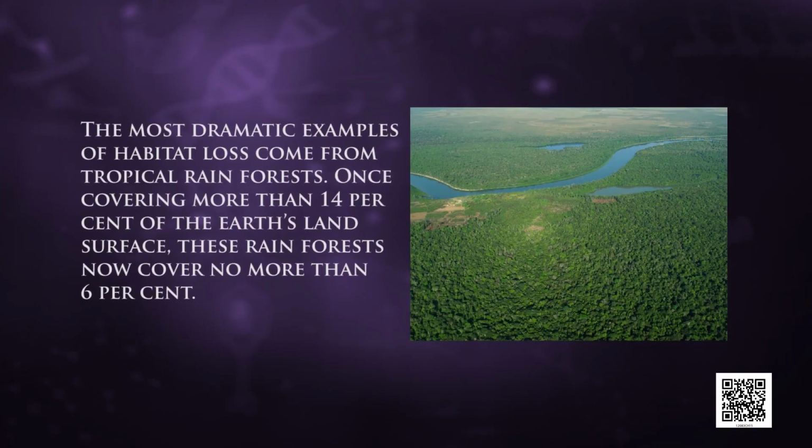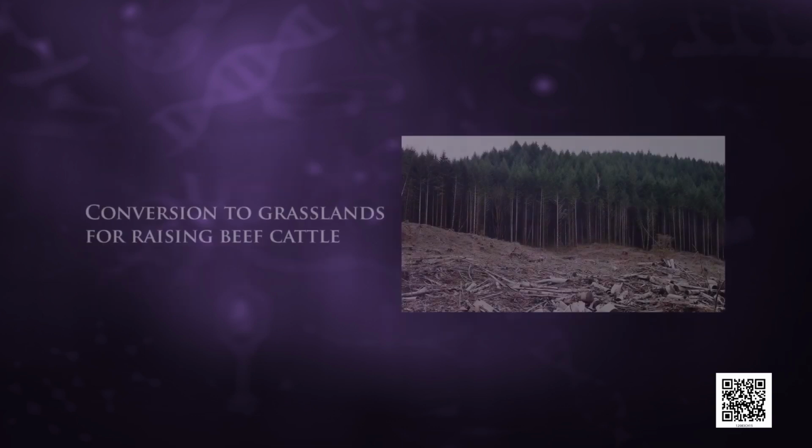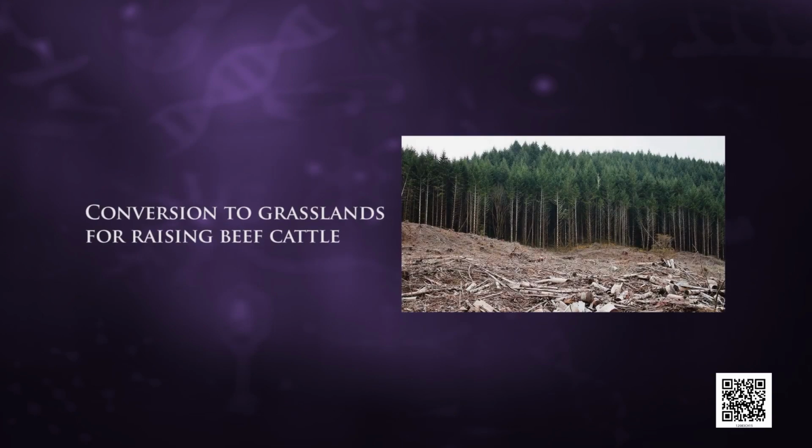The most dramatic examples of habitat loss come from tropical rainforests, once covering more than 14% of Earth's land surface. These rainforests now cover no more than 6%. The Amazon rainforest is so huge that it is called the lungs of the planet. Harboring probably millions of species, it is being cut and cleared for cultivation of soya beans or for conversion of grasslands for raising beef cattle. Besides total loss, the degradation of many habitats by pollution also threatens the survival of many species.